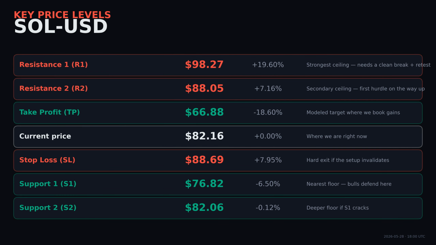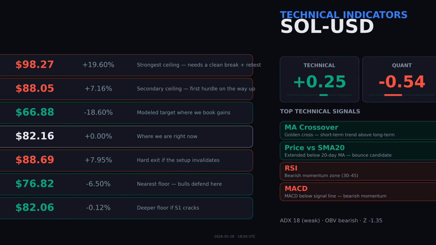Let's talk key levels, because every trade is really just a conversation between support and resistance. On this slide, you've got 2 resistance levels above price, 2 support levels below, plus our TP and SL inside that range. If price breaks above R1 cleanly and holds it, that's the green light for the upside scenario. If it cracks below S1 instead, the long thesis is broken and you stand aside. The TP and SL aren't arbitrary numbers, they sit at logical inflection points, which is why this map matters more than any single indicator. On to the indicators.